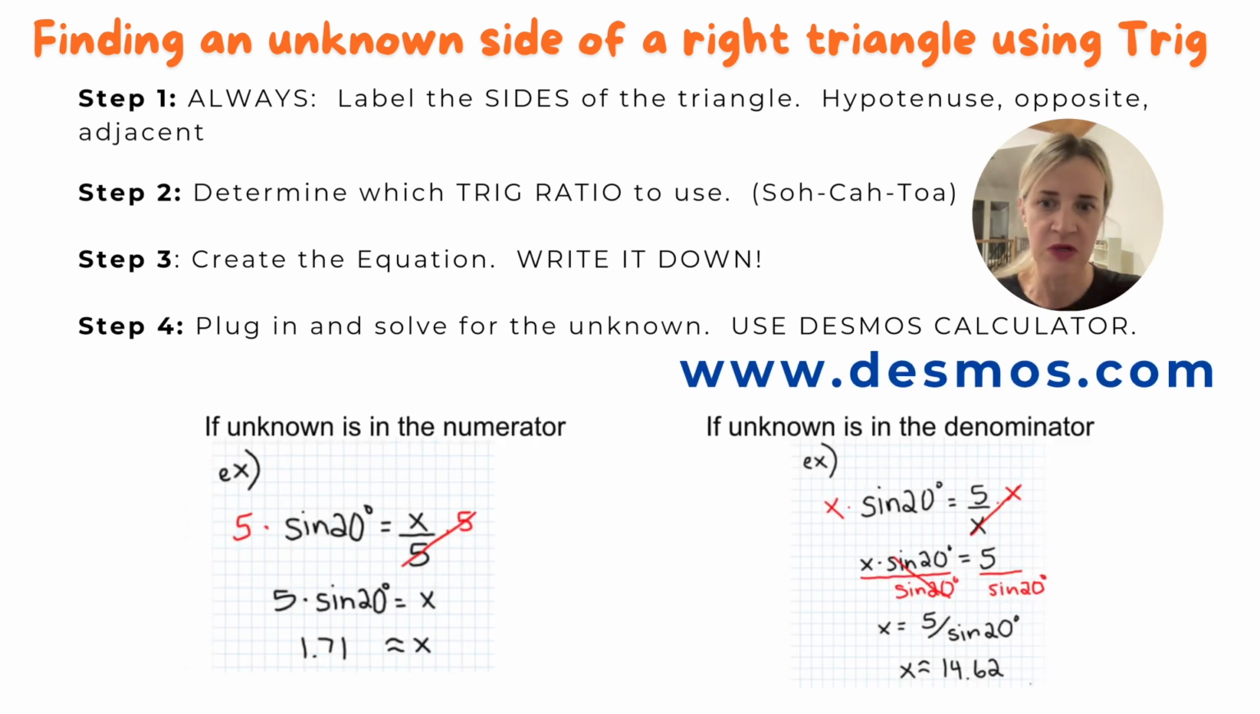And I actually put in here, if unknown is in the numerator, so in the top, the x is in the top, there's an example of how you solve that. You just multiply by the denominator and then solve. If unknown is in the denominator, if the x is in the denominator, a little bit harder, you have to multiply both sides by x and then solve. So those are just some examples similar to ones we've done before or that we are going to do that might come up. So save that in your notes.